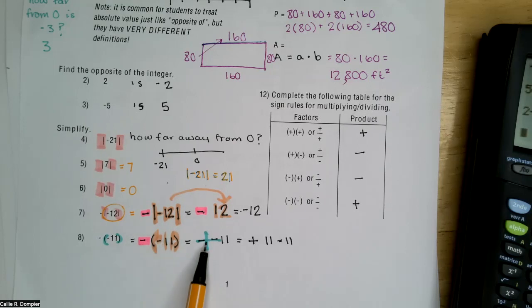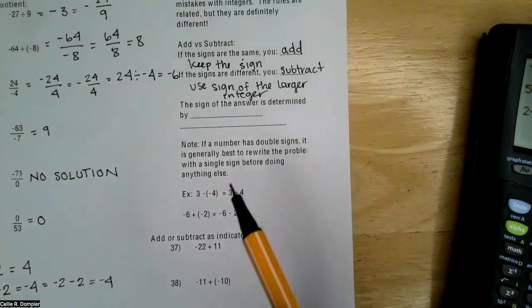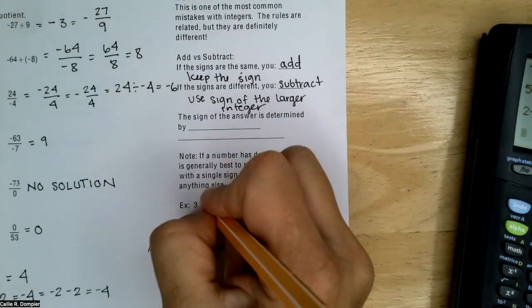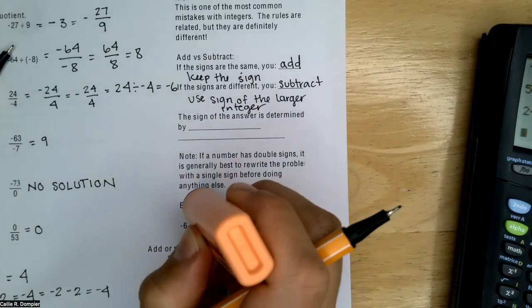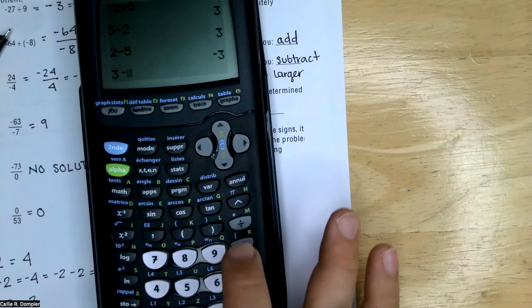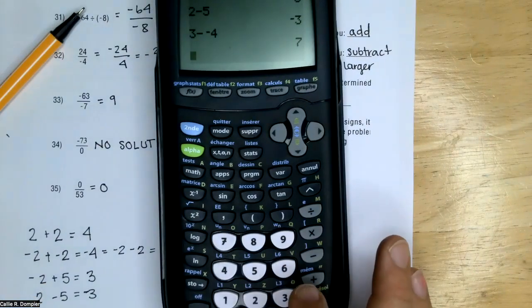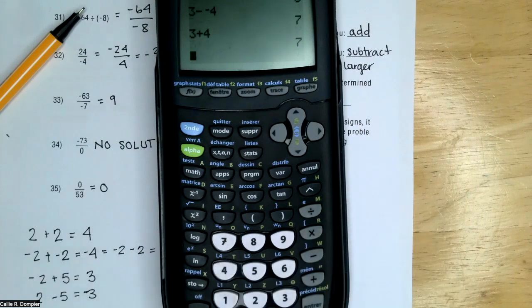Minus a negative becomes a positive, okay? Adding a negative becomes a negative. So 3 minus negative 4, we're just going to call that a big old positive. Minus a negative becomes a positive. 3 minus negative 4 is the same as 3 plus 4.